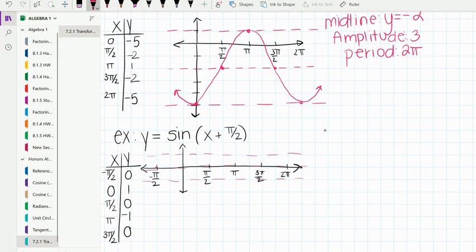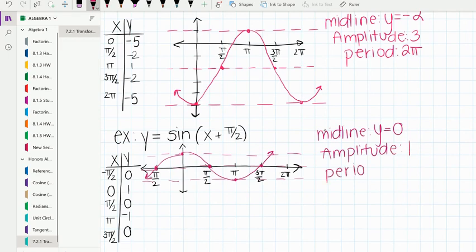Okay, then we start graphing. So we have 0, 1, 0, -1, 1. So it's going to look something like that. So the midline this time is y equals 0. The amplitude is 1. And the period. So even though we technically shifted it over, the graph finishes a cycle between negative pi over 2 and 3 pi over 2, which is still technically 2 pi.